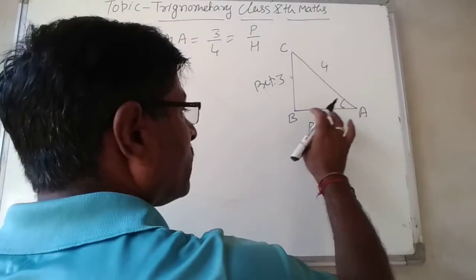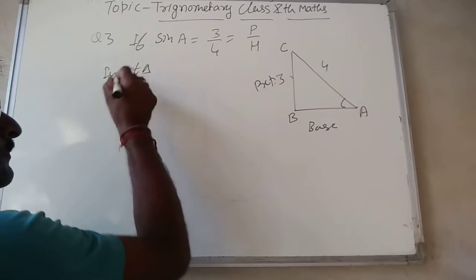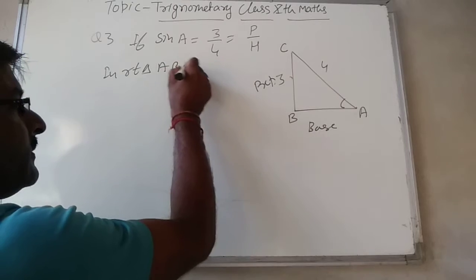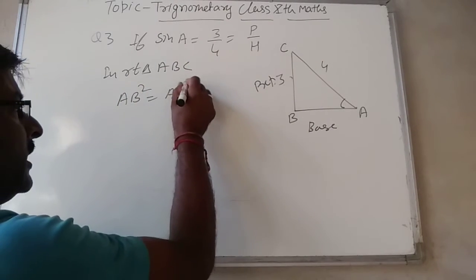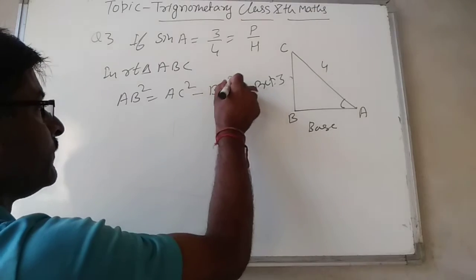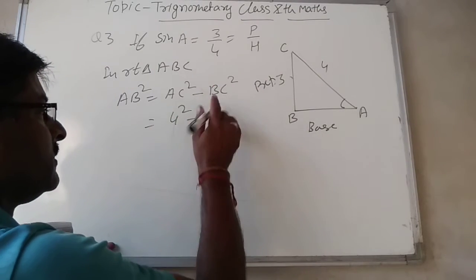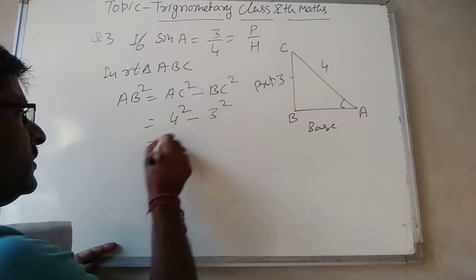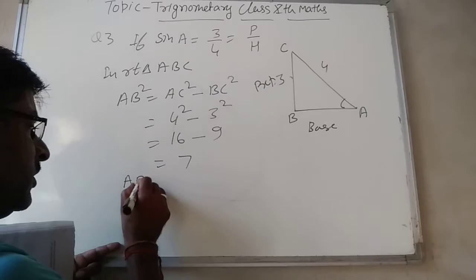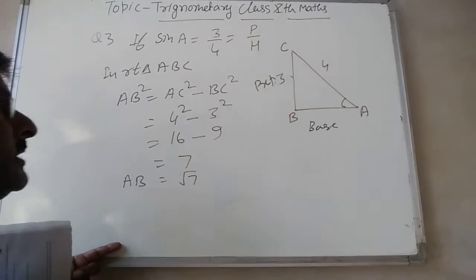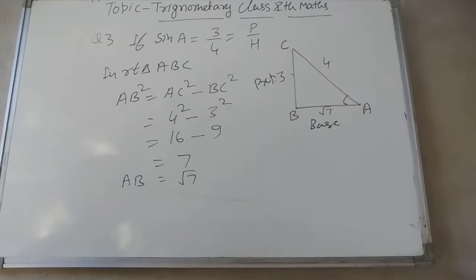So we have to calculate AB first. You can apply in right triangle ABC. We have to calculate AB. So AB squared is equal to AC squared minus BC squared. AC is 4, squared, minus 3 squared. 16 minus 9 is equal to 7. So AB is equal to root 7. This is root 7.